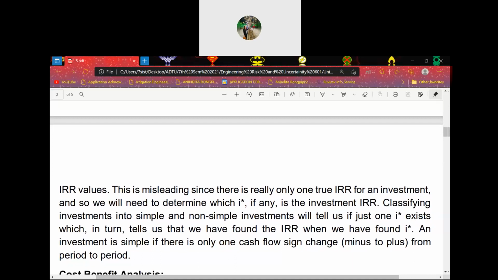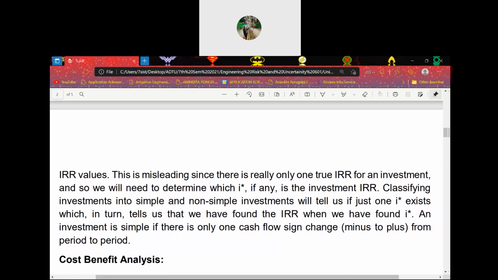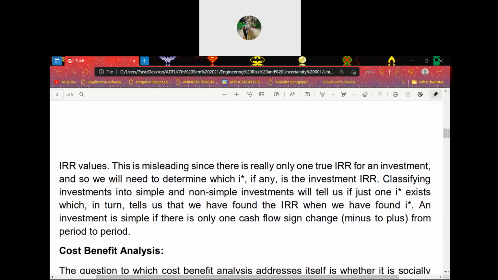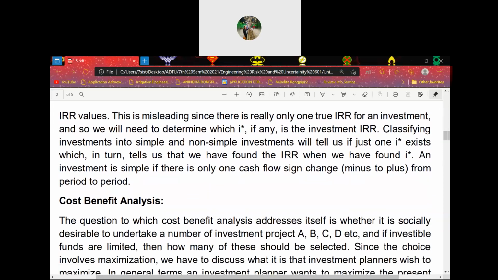So classifying investments into simple and non-simple investments will tell us if just one polynomial exists, which in turn tells us that we have found the IRR, we have found i. An investment is simple if there is only one cash flow sign change, minus to plus, from period to period.